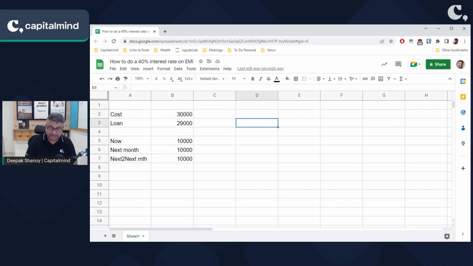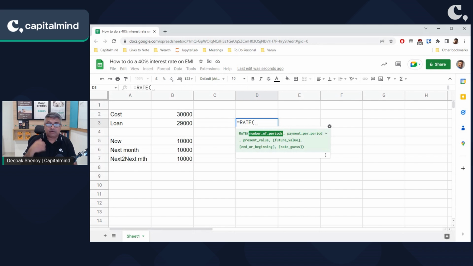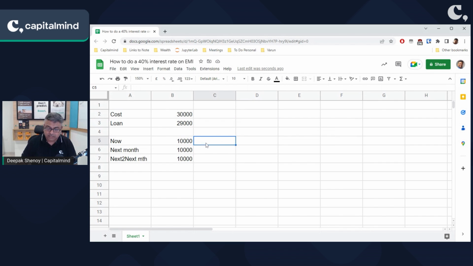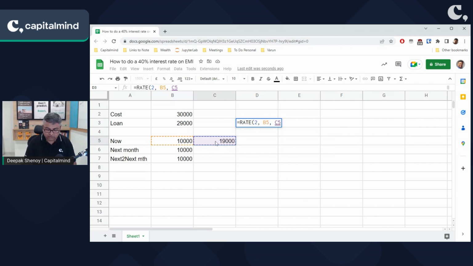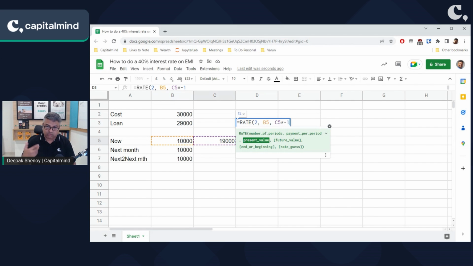If I say =RATE, this is the actual rate. I'm not paying 3 months; I'm actually paying 2 months. How much is my actual loan? My loan is 29,000 minus 10,000, because I have paid 10,000 immediately. I've actually got a loan for 19,000. So if I say =RATE, number of periods is 2 months more, payment per period is 10,000 rupees, and present value is 19,000 rupees into -1, because you're actually paying it back.